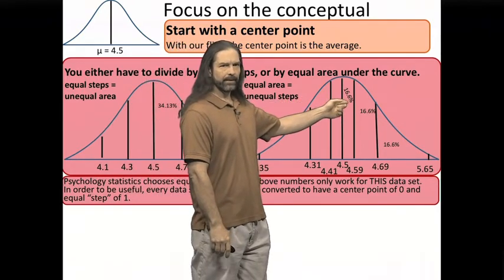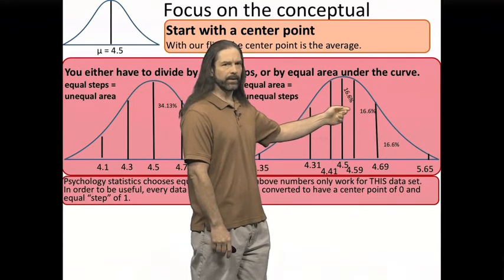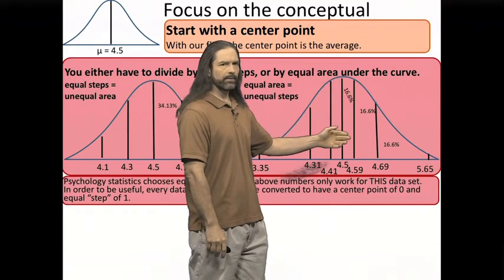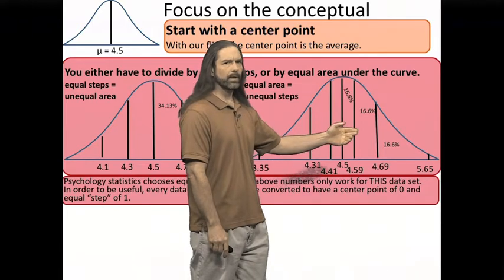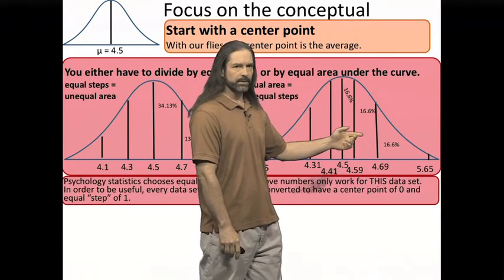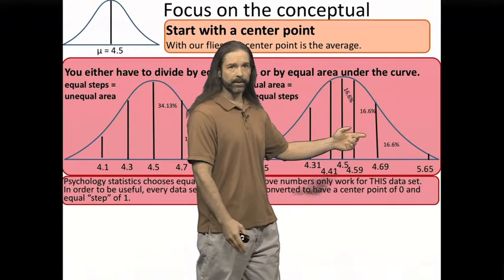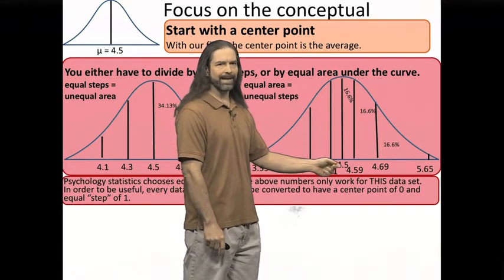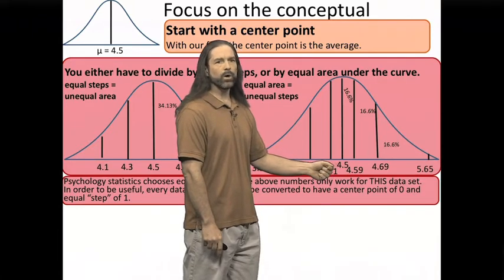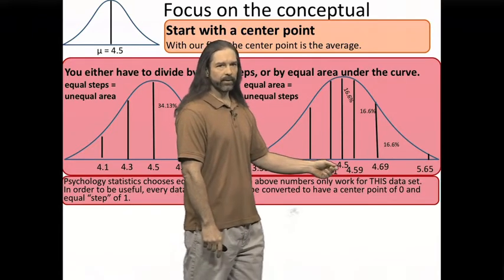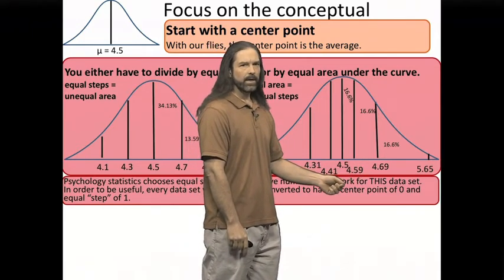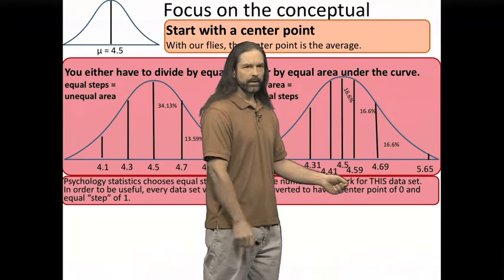So if you'll notice, I have 16.6% area under the curve, but because this part of the curve is taller, that's a skinnier amount in terms of the actual step. My next step, this is also 16.6% in terms of area under the curve, but in order to get that first 16.6%, my actual step is only 0.09. Whereas if I want to do that next step to get the next 16.6%, that's actually 0.1 for the next step.